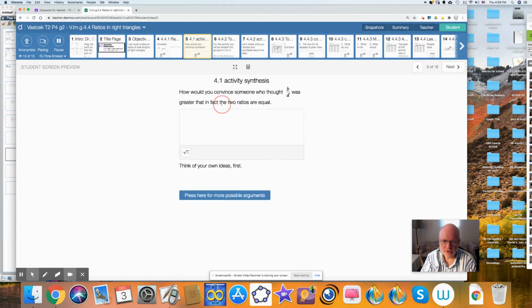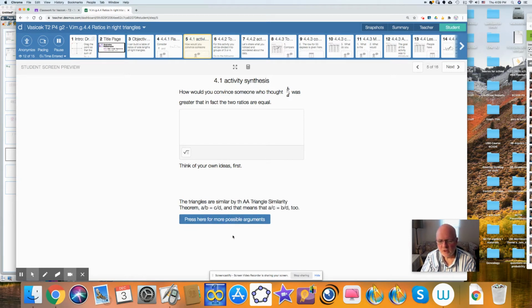If you were to try to convince someone who thought BD was greater because the triangle was larger, how would you do that? You're supposed to think of your own ideas. And when you press here, this gives you some other ideas. Maybe you take measurements of A, B, C, and D and then plug them in to see if it works. Maybe you look, the triangles are similar by the angle-angle triangle similarity theorem. So A is to B as C is to D, which means that A is to C as B is to D also.